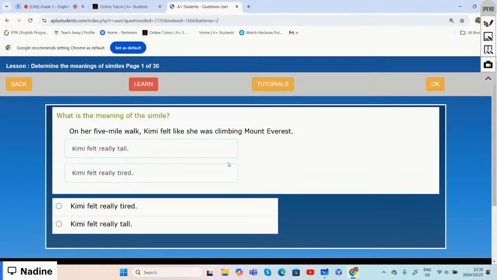And if we were to choose the correct option, on her 5 mile walk, Kimi felt like she was climbing Mount Everest. What does that mean? Option one, Kimi felt really tired, or option two, Kimi felt really tall. Which one is correct? She was very tired, or she's very tall.